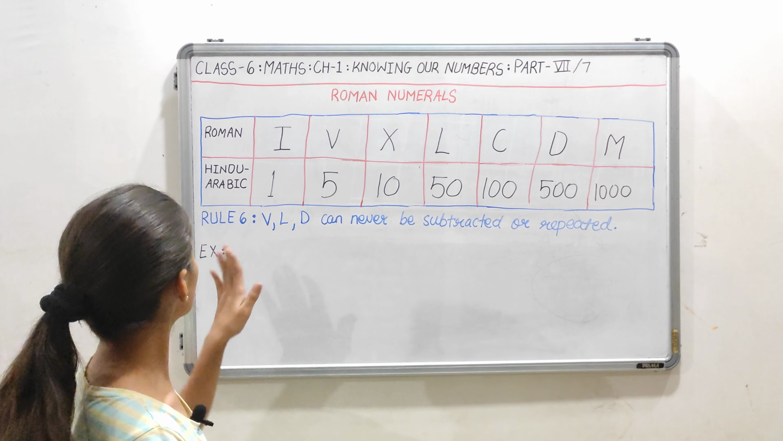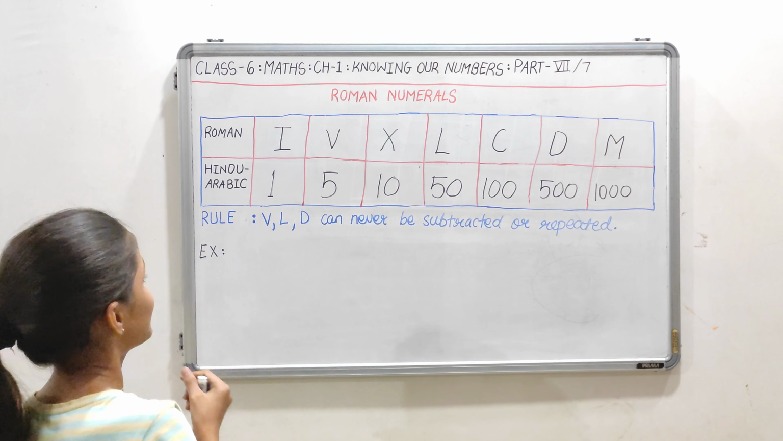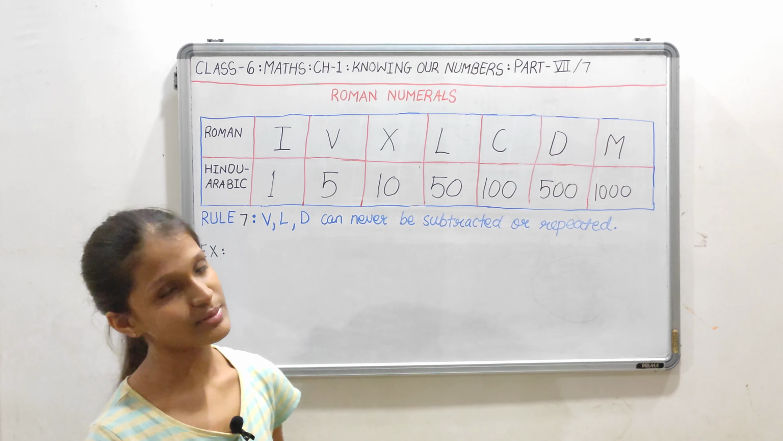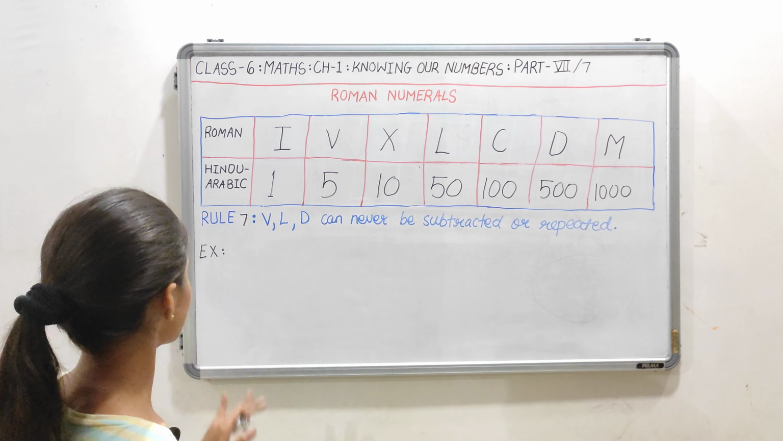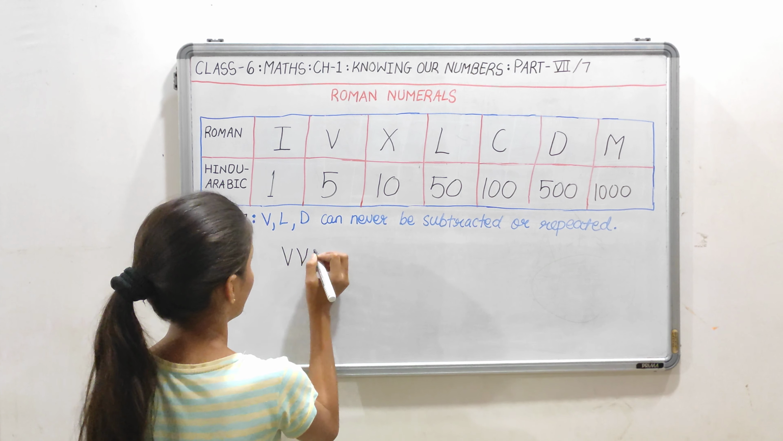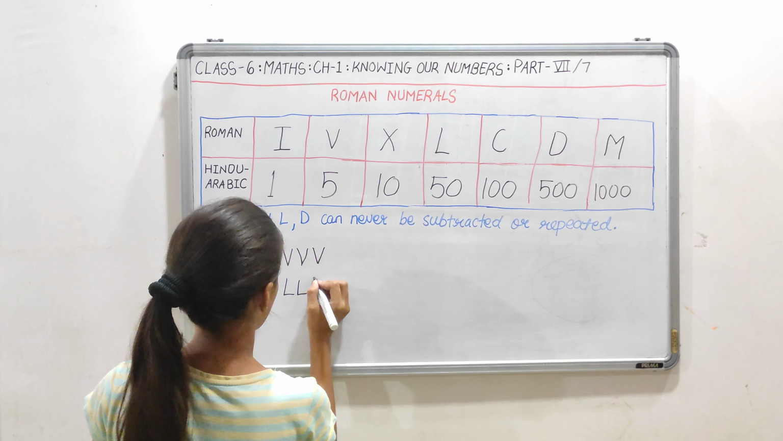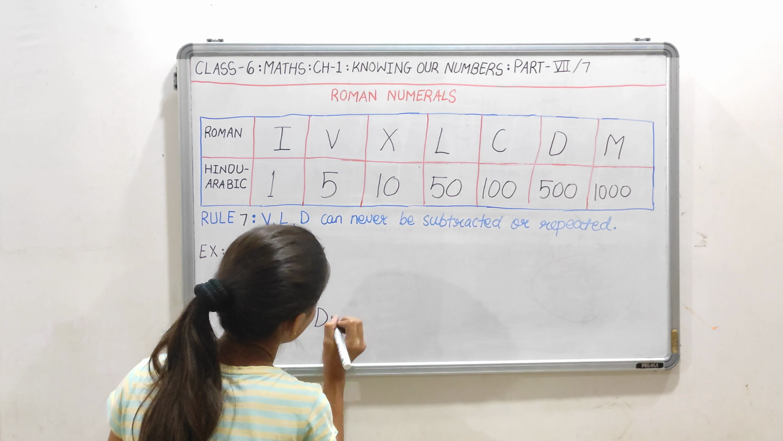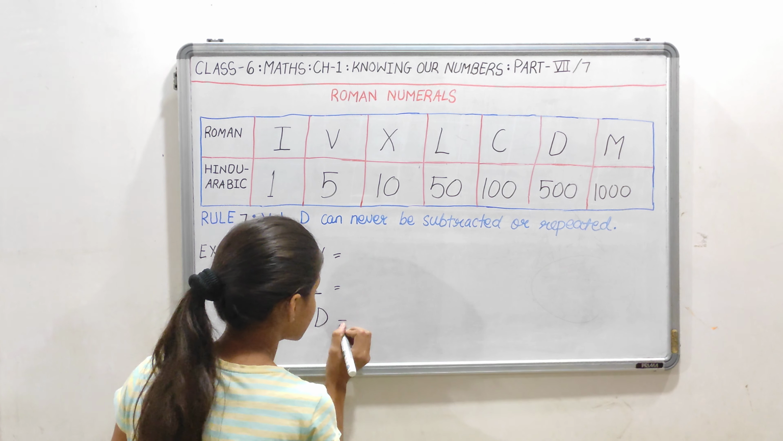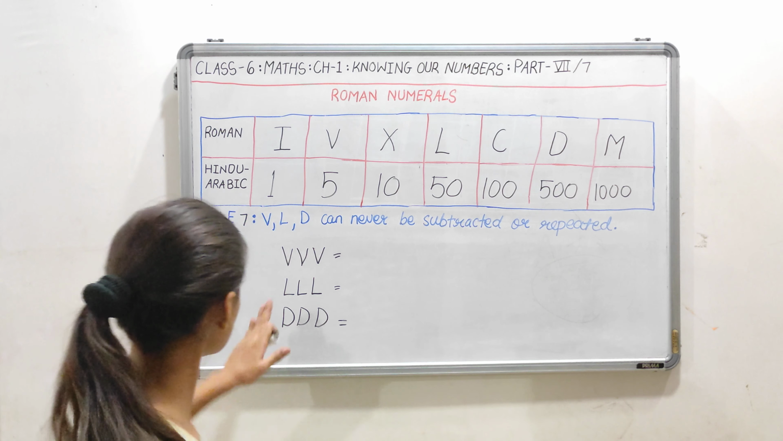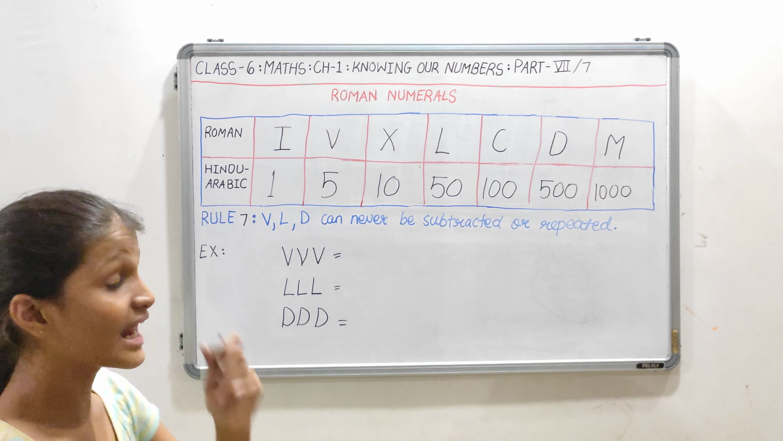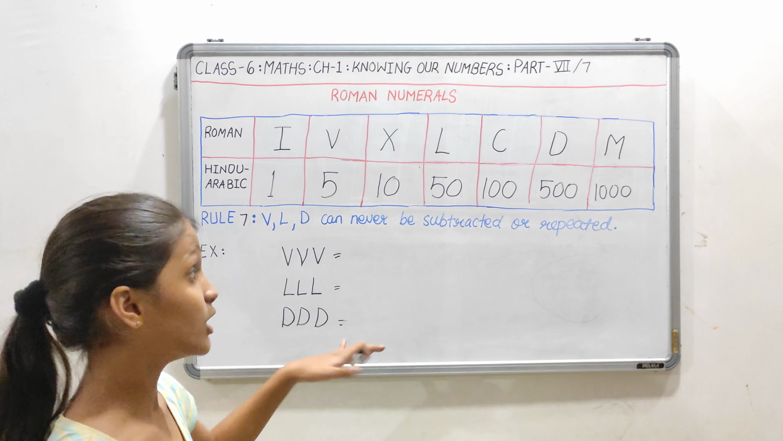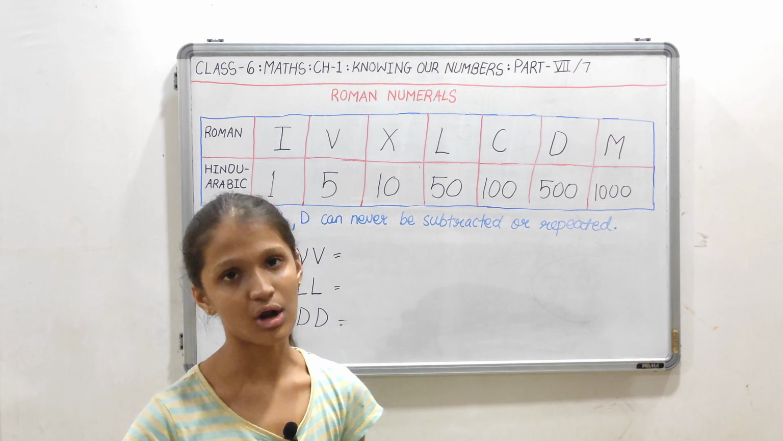Now our next rule, rule 7, is V, L, D can never be subtracted or repeated. For example, V, L, or D. These symbols are not possible. Why? Because V, L, D can never be repeated. First we will see how they cannot be repeated, and then we will see how they cannot be subtracted.